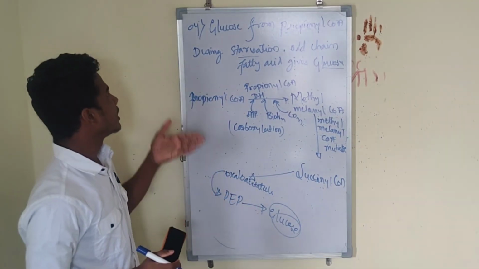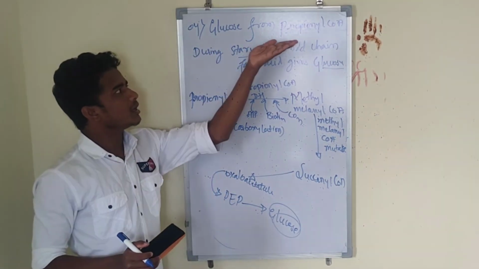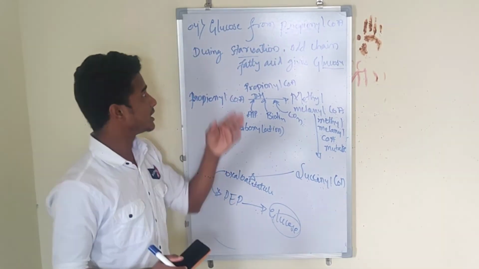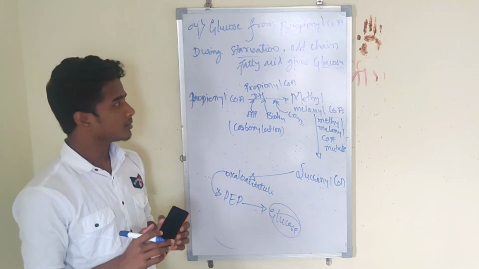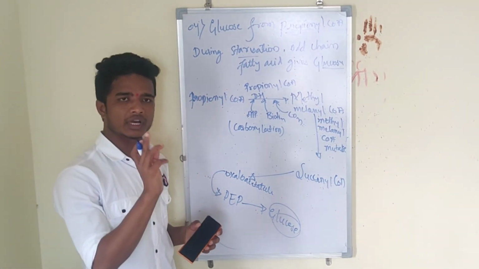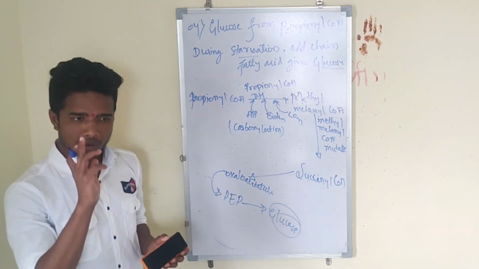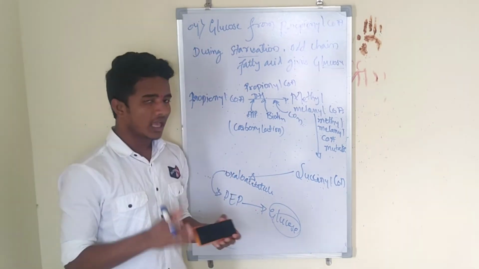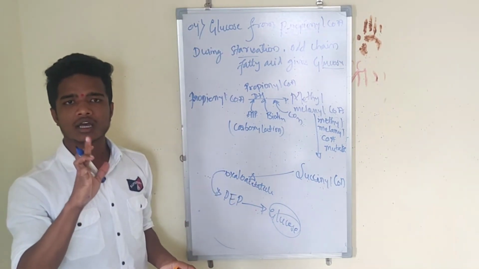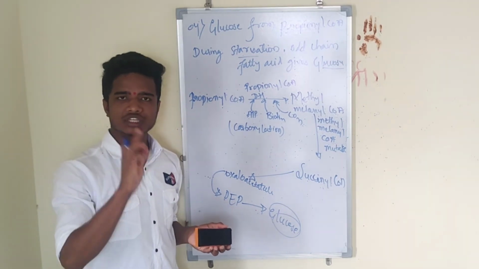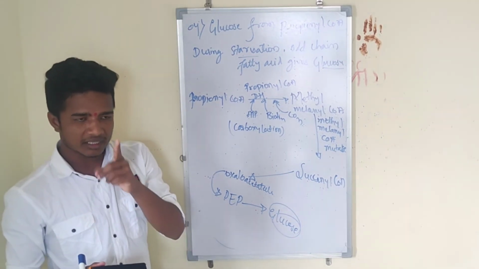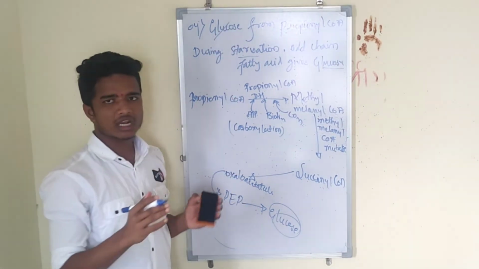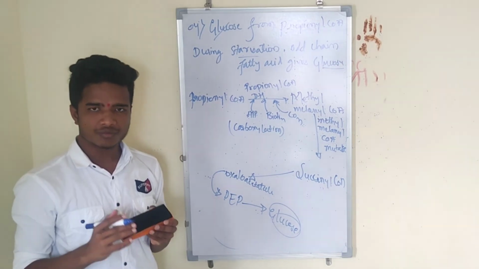This is all about the synthesis of glucose from propionyl CoA. Then there is another process, that is from non-carbohydrate precursors. Among these non-carbohydrate precursors, we have another one, that is glucogenic amino acids. From the glucogenic amino acids also, we are going to synthesize the glucose. Except leucine, which is exclusively a ketogenic amino acid, the glucogenic amino acids can be used to synthesize glucose. This is all about gluconeogenesis. Thank you for watching.